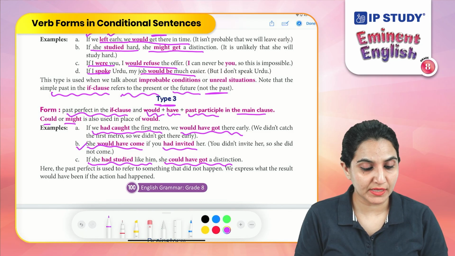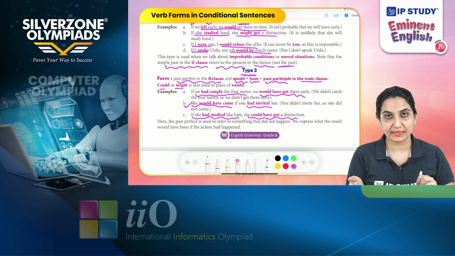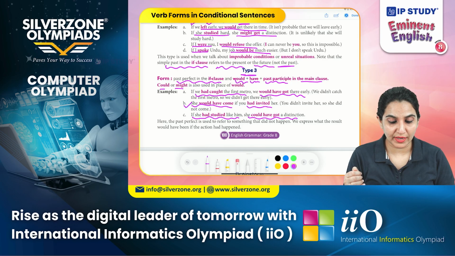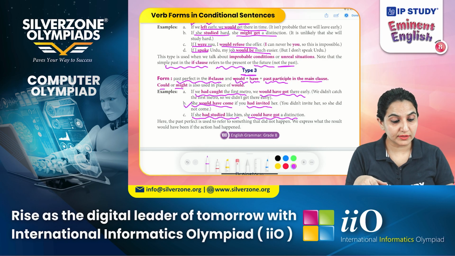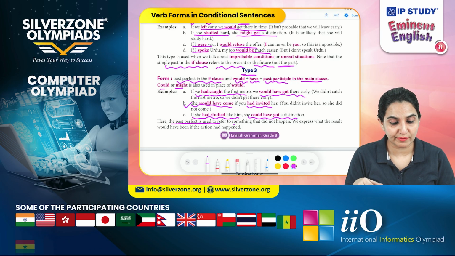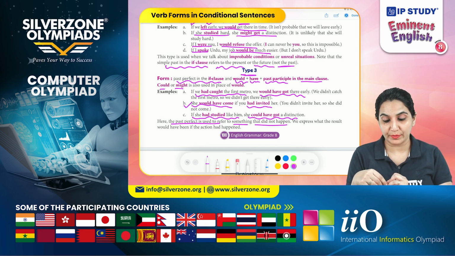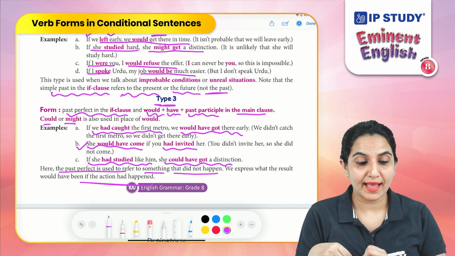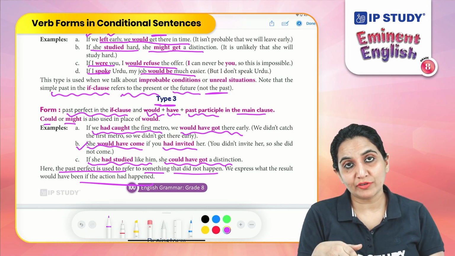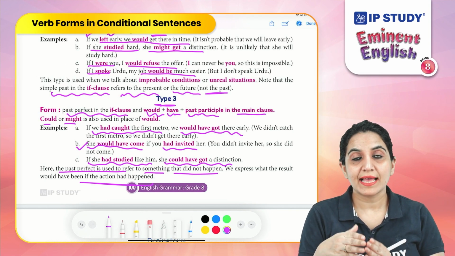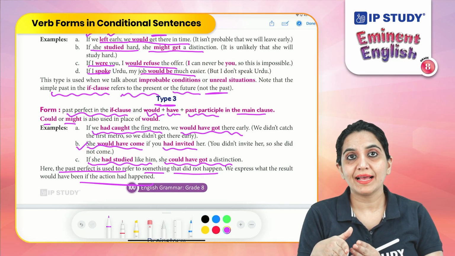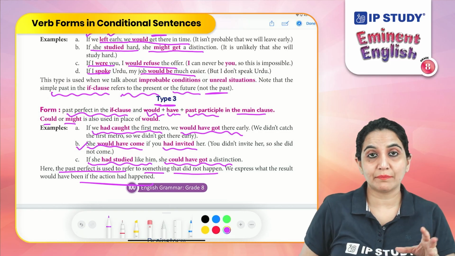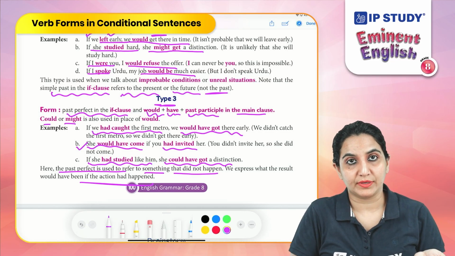In the sentence B, we have the main clause first and the conditional clause later. So if she had studied like him, she could have got a distinction. Here, the past perfect is used to refer to something that did not happen. We express what the result would have been if the action had happened. So the if clause is in the past perfect tense, and in the main clause we have would, have along with the past participle. This is used when something did not happen, right?